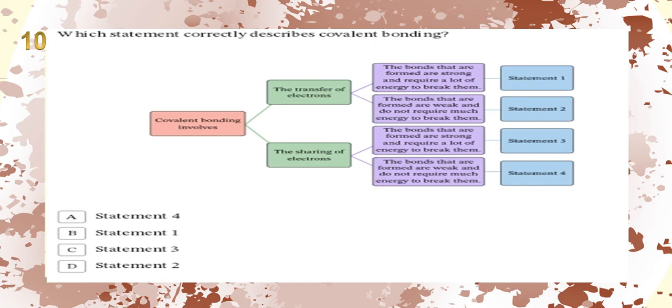The electrons revolve around each one of the nuclei that form the covalent bond, so the right answer will be statement 3: the bonds that are formed are strong and require a lot of energy to break them. I think it's an easy question, but you need to read every statement correctly. Okay, let's go to question number 11.